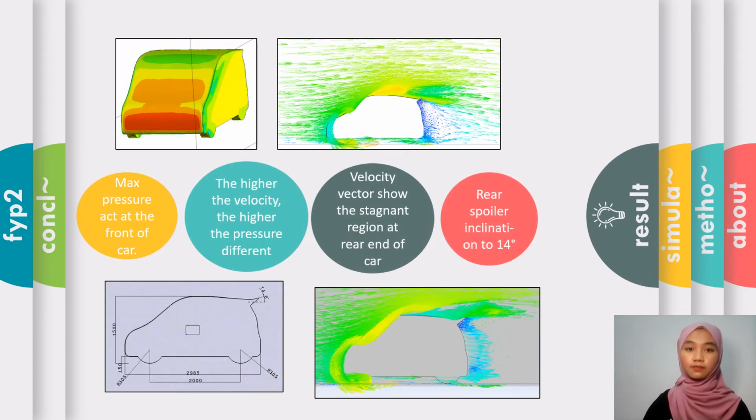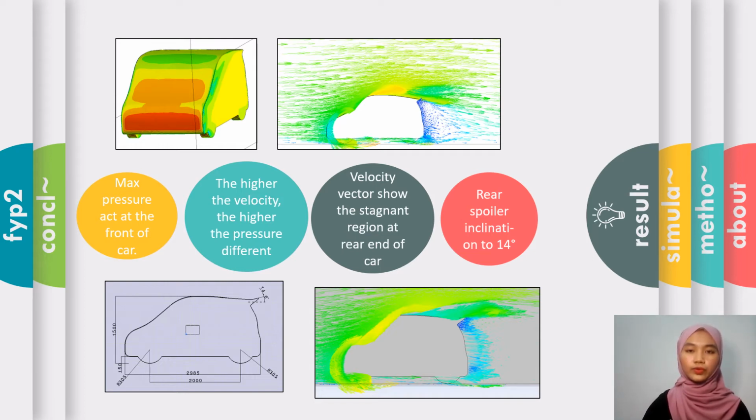Next, I will explain about the results obtained from the analysis. The first picture shows the pressure contour of the car. We can see that the maximum pressure acts at the front of the car. The red color represents the maximum pressure. This is due to the condition of the 3D model.